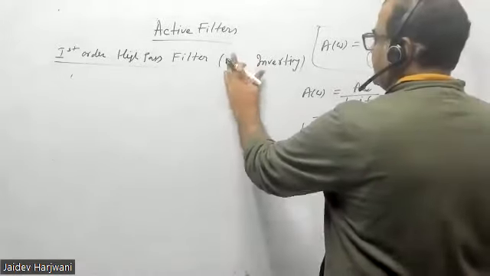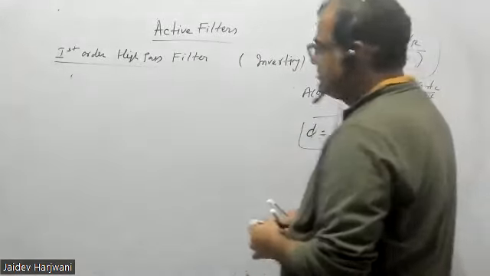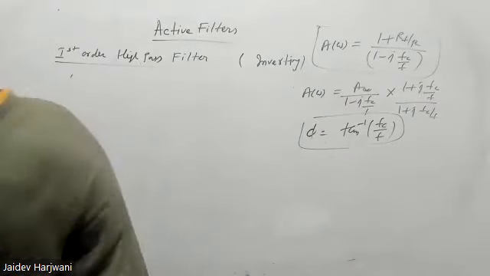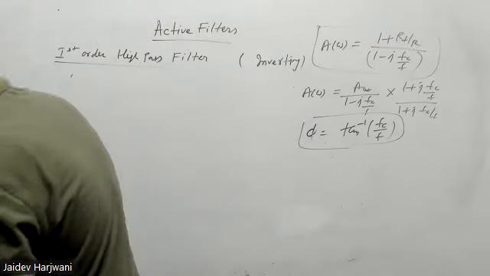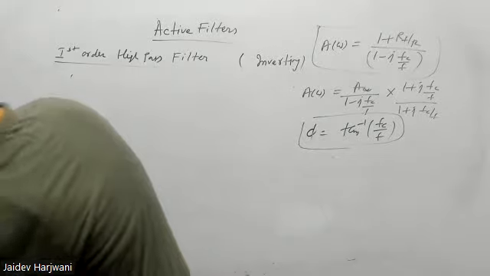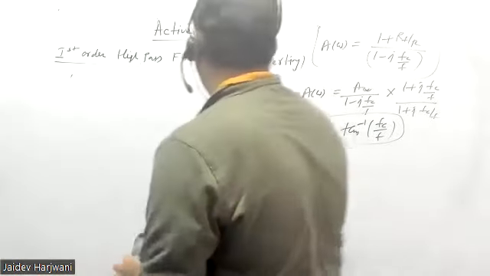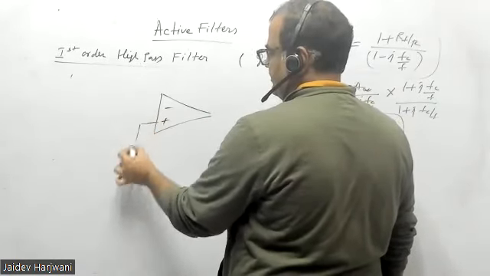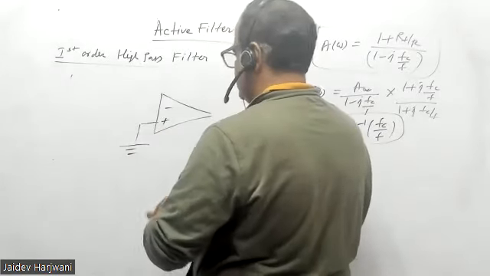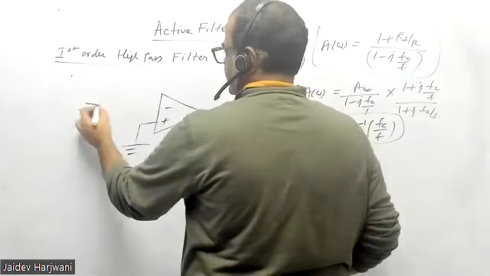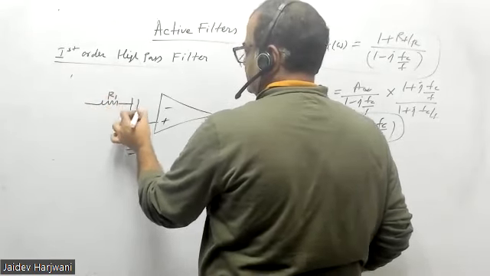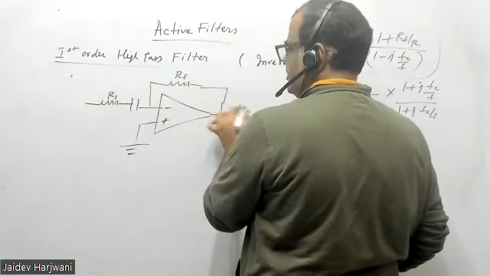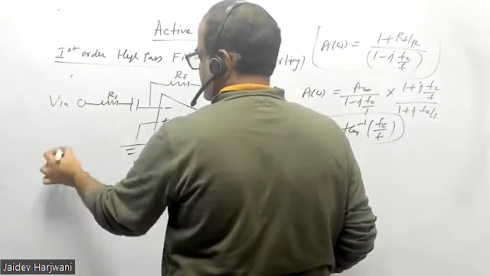Now, you can do the inverting mode also. First, the high pass filter in inverting mode. For that, you have to put the capacitor in series. Now, inverting: minus plus, this you can ground. You put a resistance R1 here, and RF here, V0 here, and you put V input here.